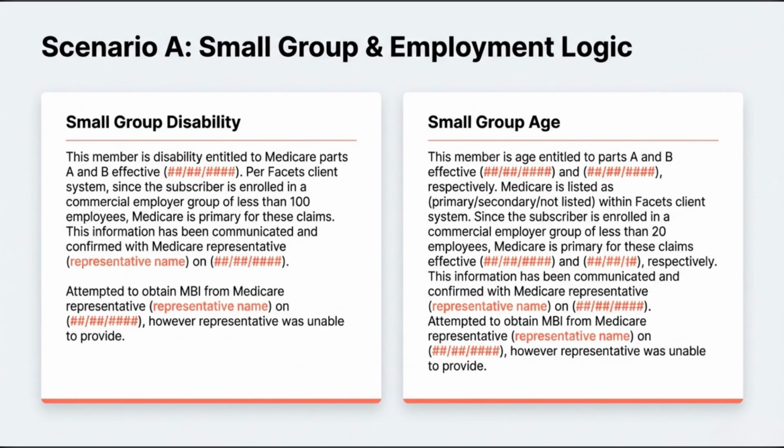Both scenarios show us the power of employment logic in determining who pays first. We're confirming those effective dates and attempting to get that MBI, even when the representative can't provide it. Every detail matters, right? What fantastic examples of complex COB.